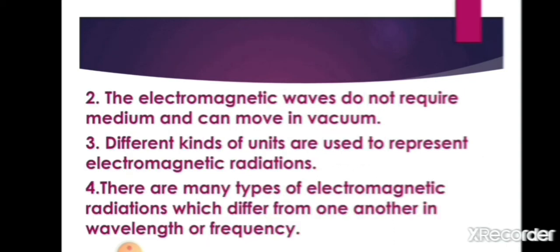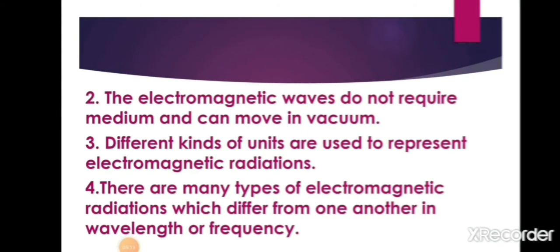Next property is the electromagnetic waves do not require medium. That is, it can also move in vacuum. Different kinds of units are used to represent the electromagnetic radiation. That is the third property. Fourth one is there are many types of electromagnetic radiations which differ from one another in wavelength or frequency. These are the four properties given in the textbook, that is properties of electromagnetic waves.